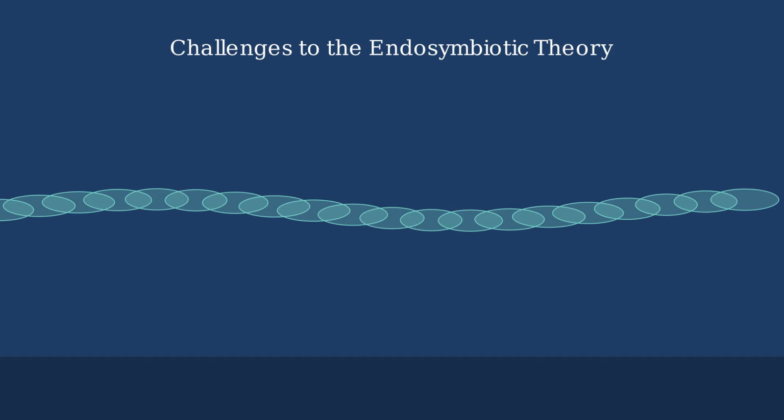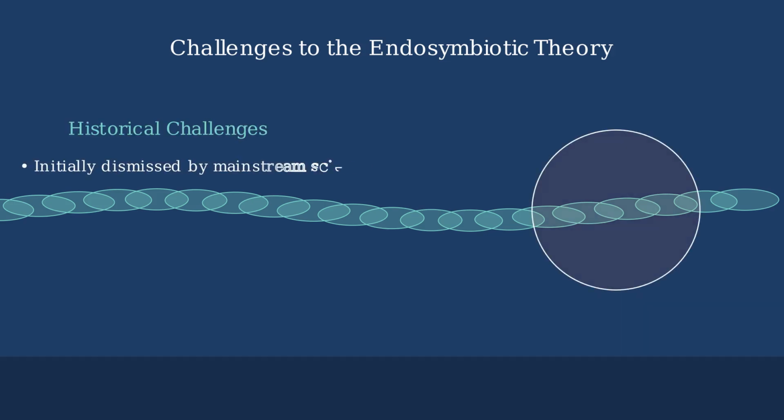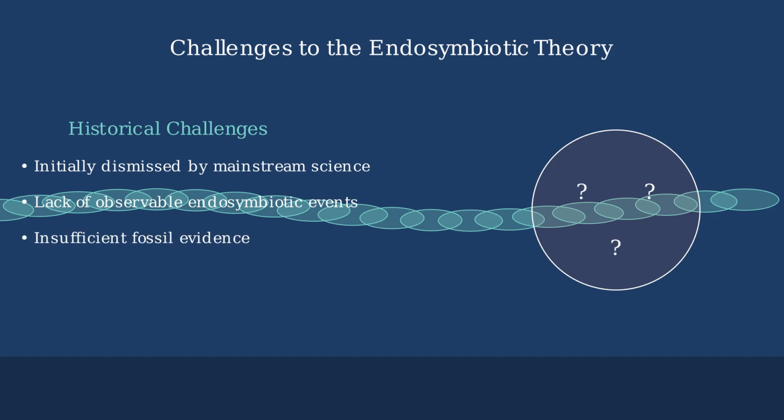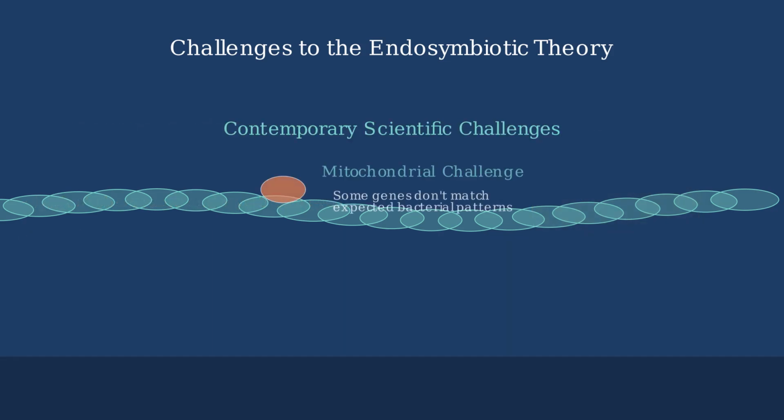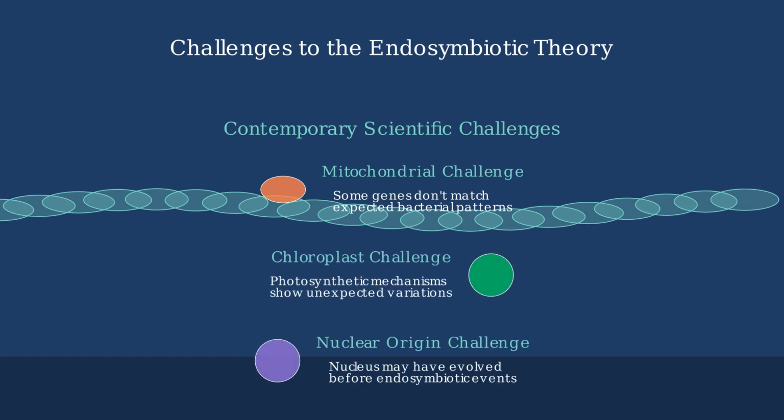Despite strong evidence supporting the endosymbiotic theory, it has faced several challenges throughout its history. When Lynn Margulis first championed this theory in the 1960s, it was largely dismissed by the scientific community. Critics pointed to the lack of observable endosymbiotic events and insufficient fossil evidence. Today, scientists still debate specific aspects of the theory. Some mitochondrial genes don't match expected bacterial patterns. Chloroplast photosynthetic mechanisms show unexpected variations, and the timing of nuclear development remains contested.